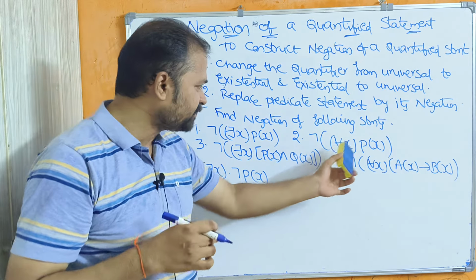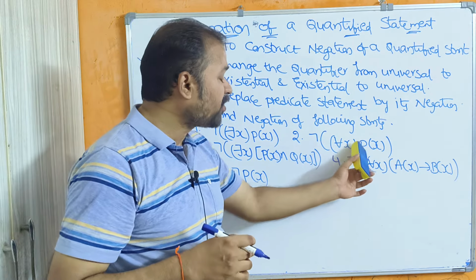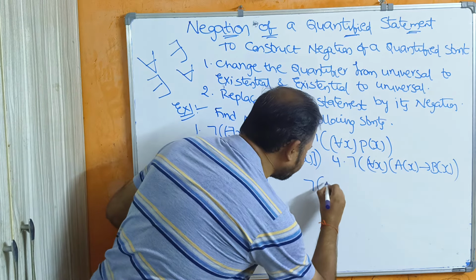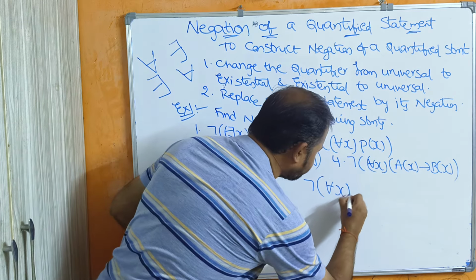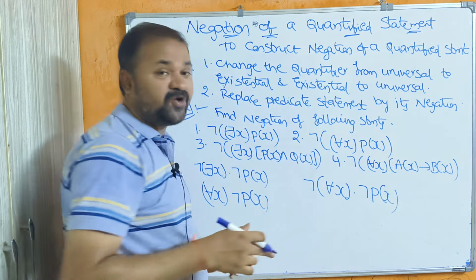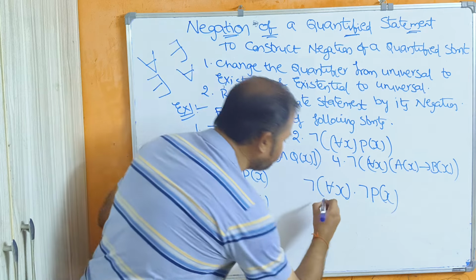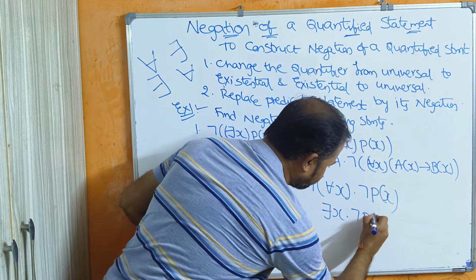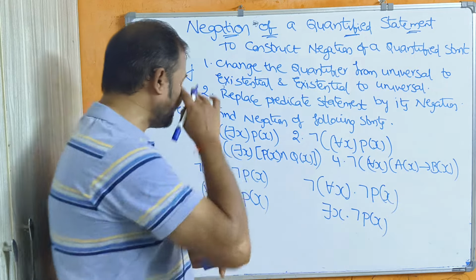Let's see the second one. Negation of for all x, p of x. We can write it as negation of for all x, negation of p of x. Negation of for all x means there exists x, and negation of p of x. So this is the result for the second example.